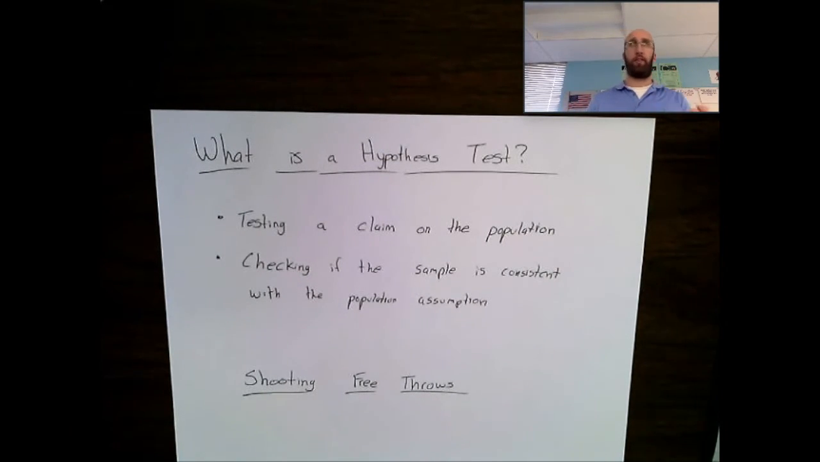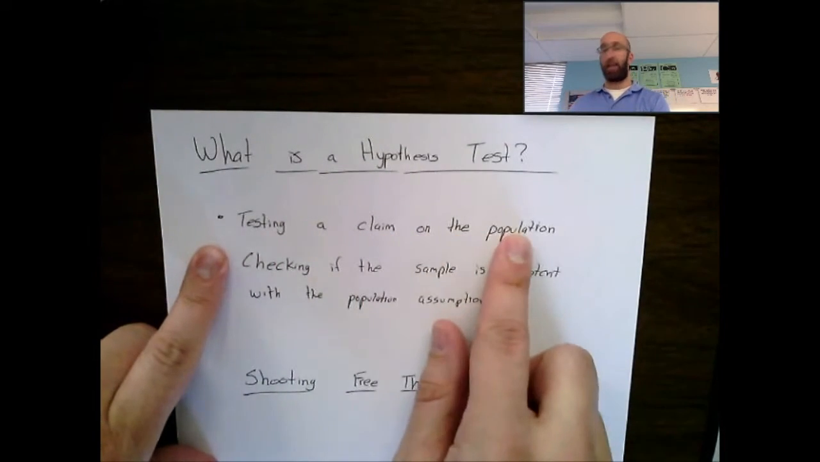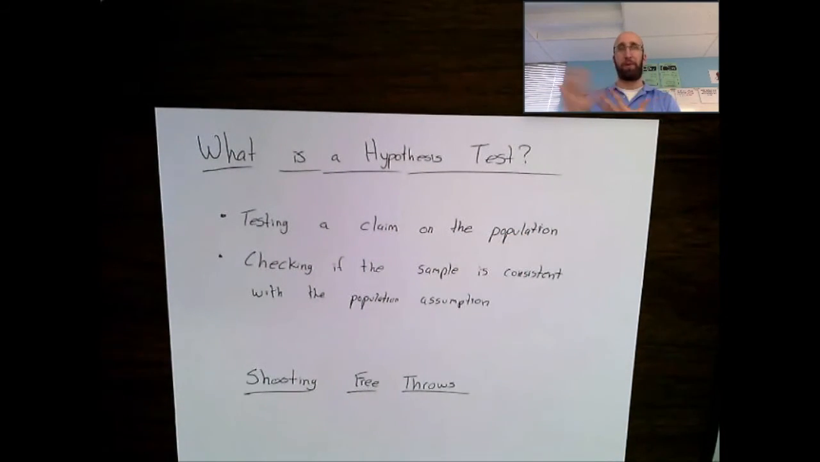The whole point of a confidence interval is we're using a sample to create an interval to pin down some sort of parameter from the population. So we're using an interval to try and pin down that we think the population average is in some sort of interval, or the population proportion is in some sort of interval. In a hypothesis test, what we're going to do instead is test a claim on the population. So a little bit different.